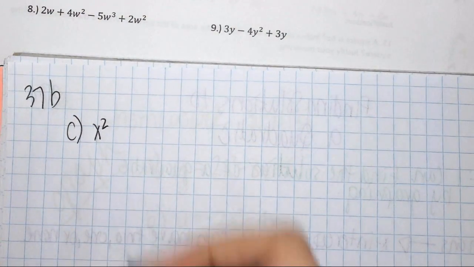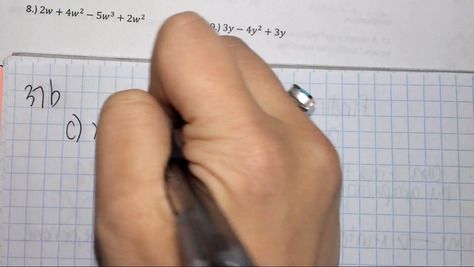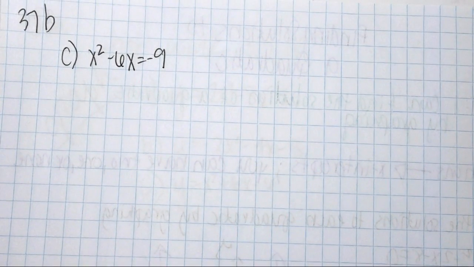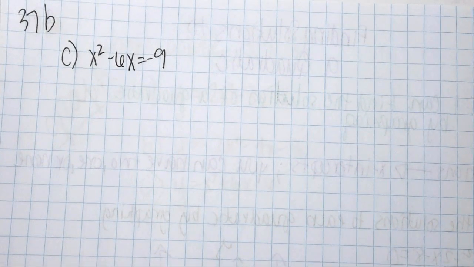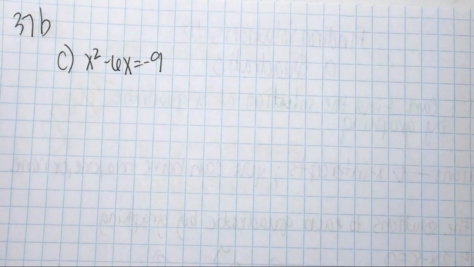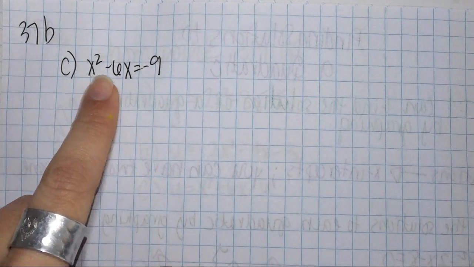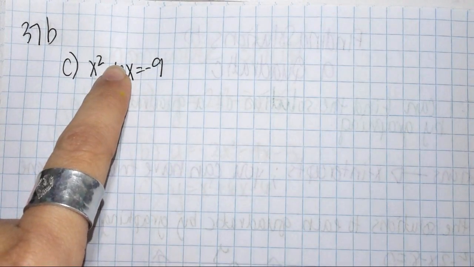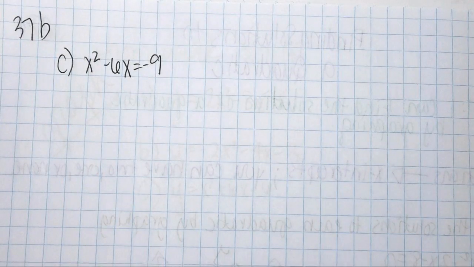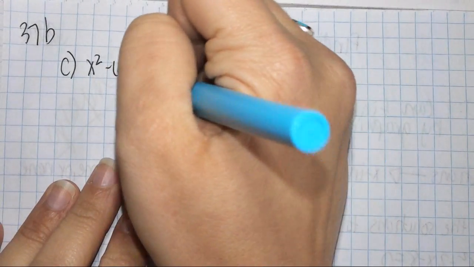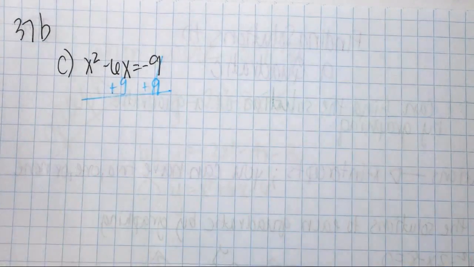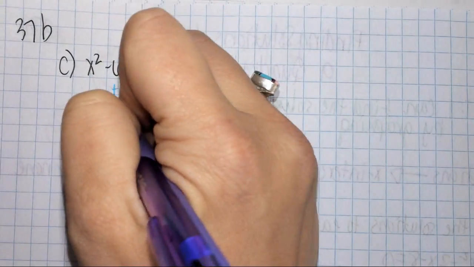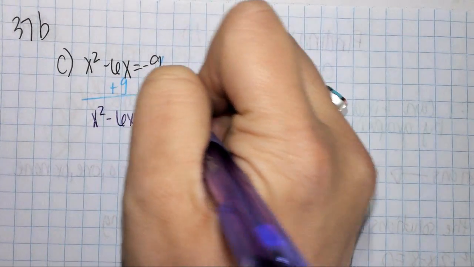X squared minus 6x equals negative 9. Now before you try this one on your own, what is different about this problem? You have a negative 9. You only have two numbers, and it's not equal to what? 0. But can we move this negative 9 over here? Yes, you can. You would just add 9. And so that would give you x squared minus 6x plus 9 equals 0.